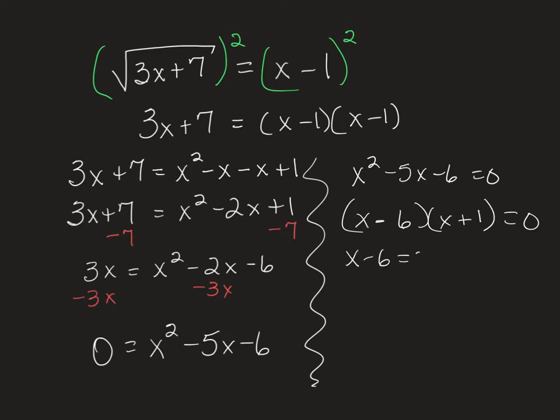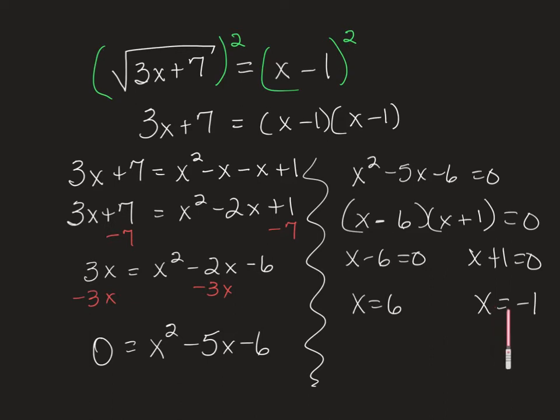x minus 6 equals 0, so x is going to be 6. And x plus 1 equals 0, so x over here is going to be negative 1. Now, an important part about this is going to be plugging it back in to check. Remember my square root, I'm going to get a plus or minus answer.